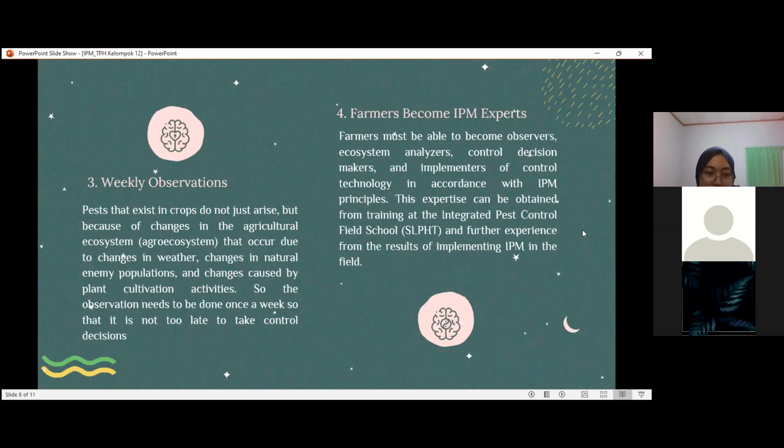The fourth, farmer becomes IPM expert. Farmer must be able to become observer, ecosystem analyzer, control decision maker, and implementer of control technology in accordance with IPM principle. This expertise can be obtained from training at the Integrated Pest Control Field School or SLPHT and further experience from the result of implementing IPM in the field.